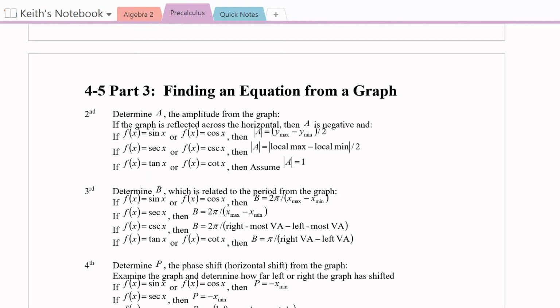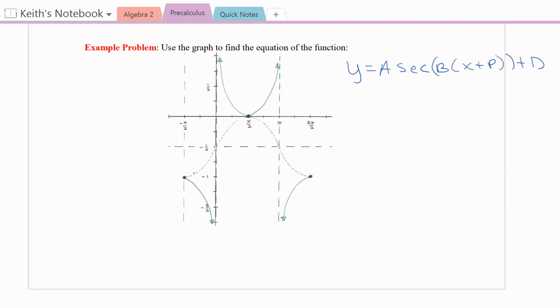The second thing it says is determine a, and it gives you different examples. For secant and cosecant, we want to take the local max minus the local min and divide it by 2. Basically, if you're looking at a cosine graph, you would take the top and the bottom, subtract them, and divide by 2. So the top here is 0, the bottom is -1, so that's equal to 1. Divided by 2 means a is equal to 1/2.